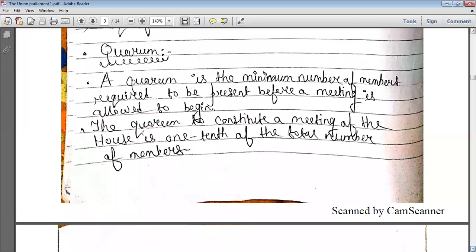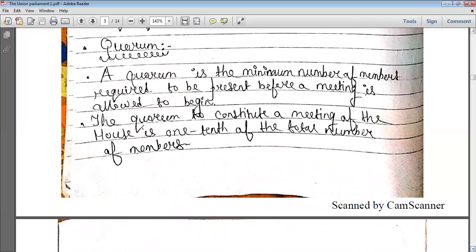So quorum means the minimum number which should be present in order to start any session. The quorum to constitute a meeting of the house is 1/10 of the total number of members. 1:10 is the ratio of the quorum to hold any kind of meeting.